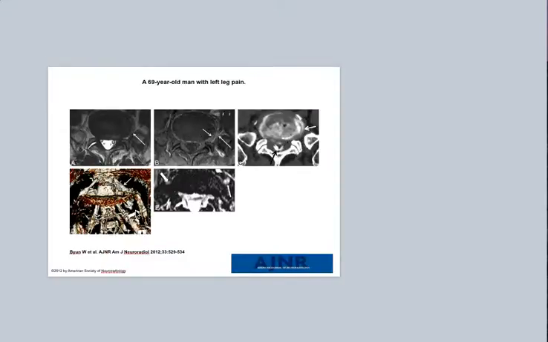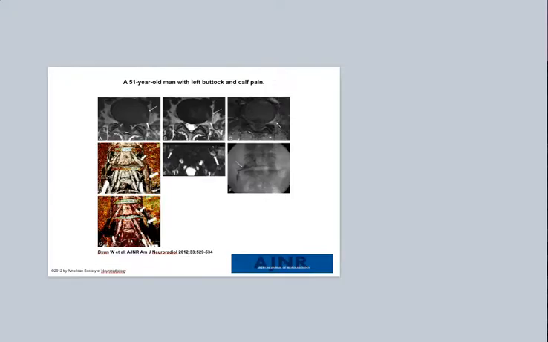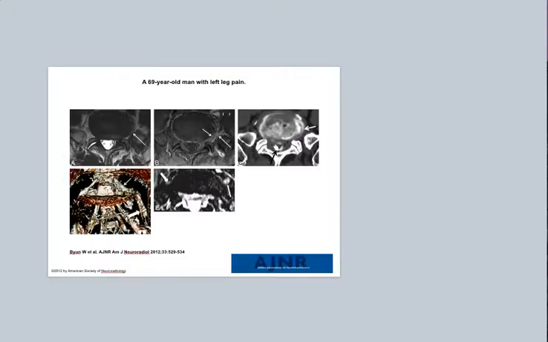This is another patient which shows this tear on the periphery here. There is a leak here, and you can see there is a bulge here, and there is an extraforaminal herniation. This is a 69-year-old man with left leg pain. So these modalities of discography and combinations of discography like this and this are very helpful.